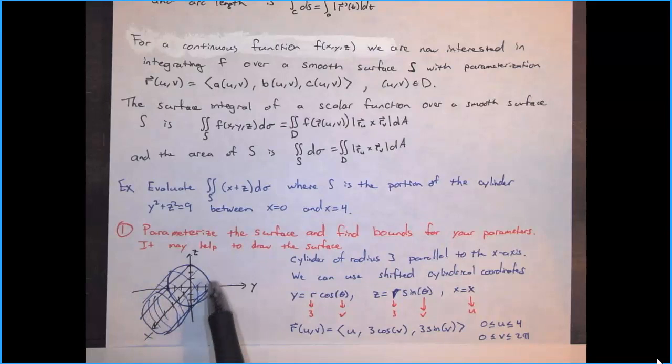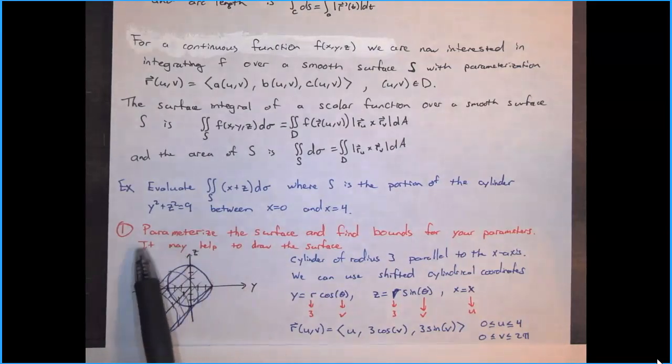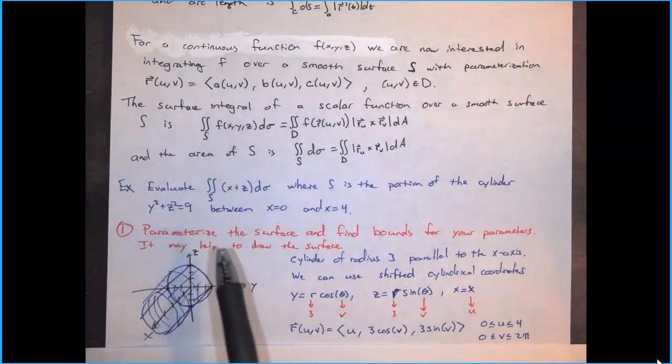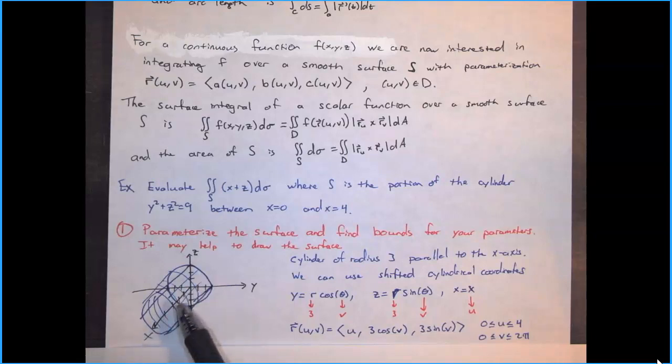Here it is. Here's the cylinder, making circles in the yz plane. This is the cylinder y squared plus z squared equals 9. The radius of this circle is 3, and the cylinder is parallel to the x-axis. So it's a cylinder of radius 3 parallel to the x-axis.